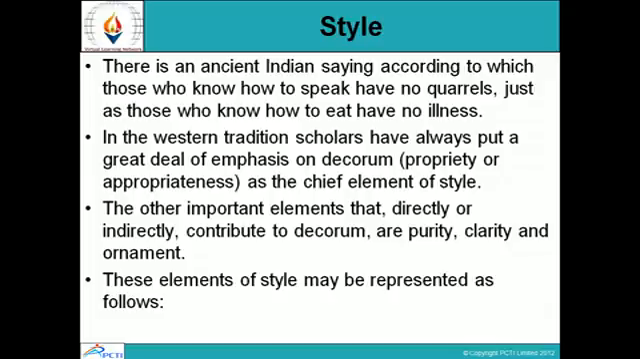But Bhartrihari in his Vakyapadiya talks about the Akshar Lakshmi, the letter that is veritable goddess of peace, plenty and prosperity. Western tradition accordingly, we have always put great deal of emphasis on decorum. Decorum has been given a lot of importance as a chief element of style. And the other important elements that directly or indirectly contribute to decorum are purity, clarity and ornament.